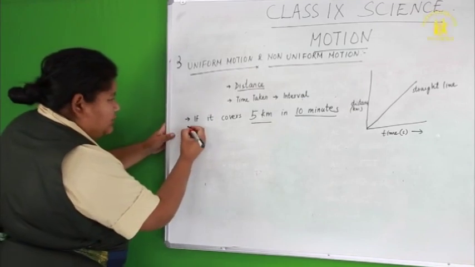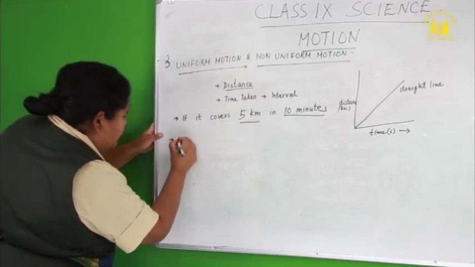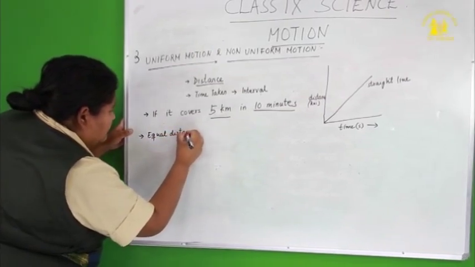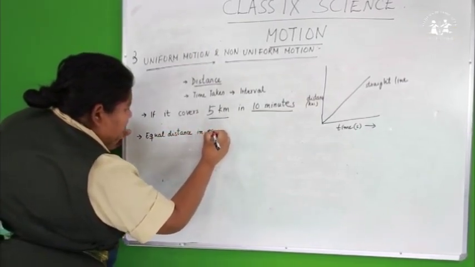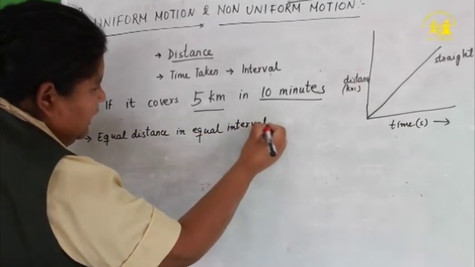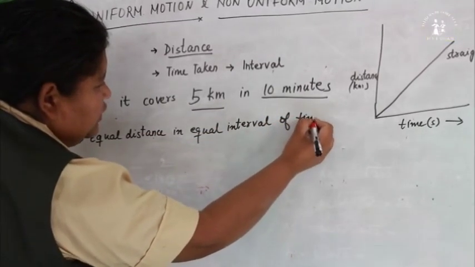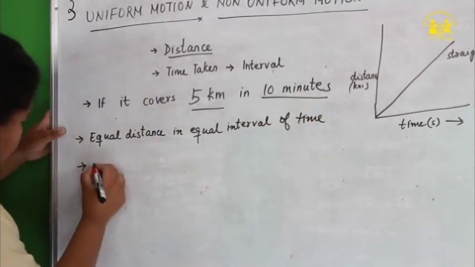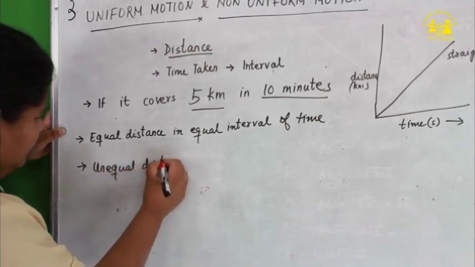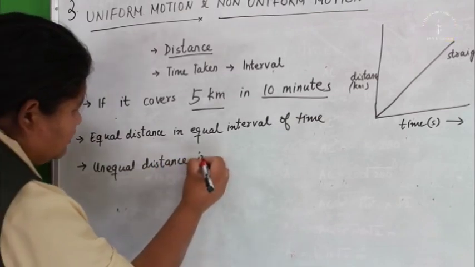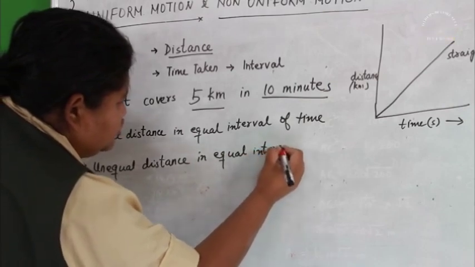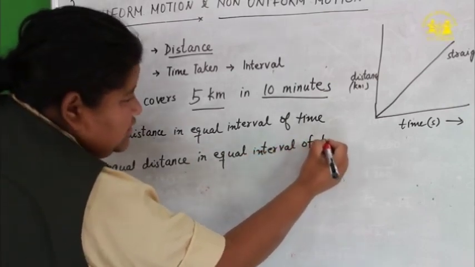So uniform motion means equal distance in equal interval of time. Then non-uniform motion means unequal distance in equal interval of time.